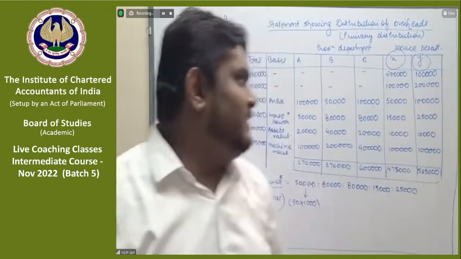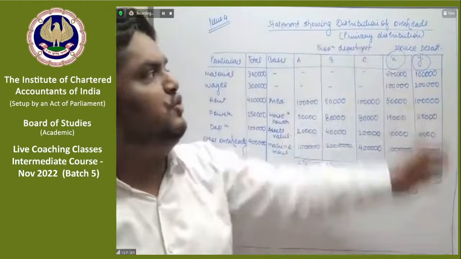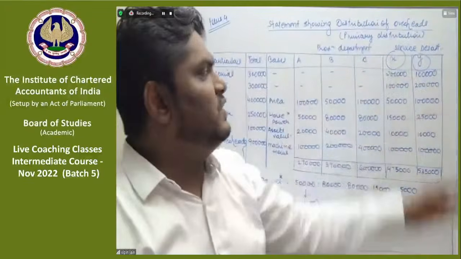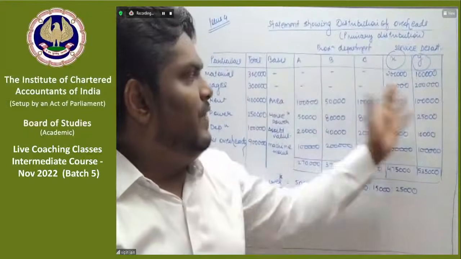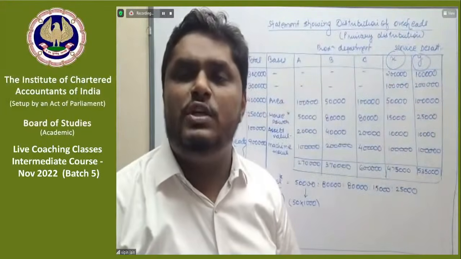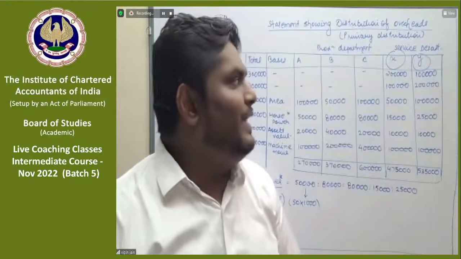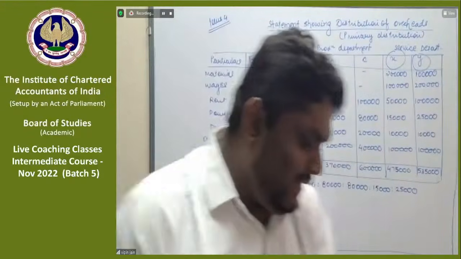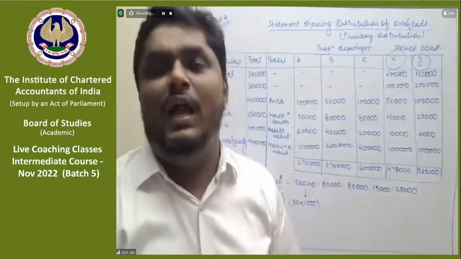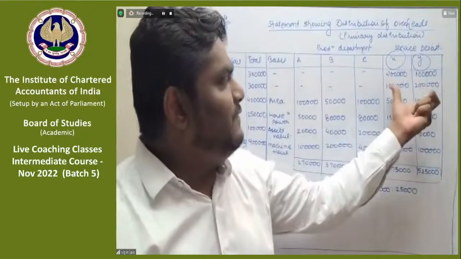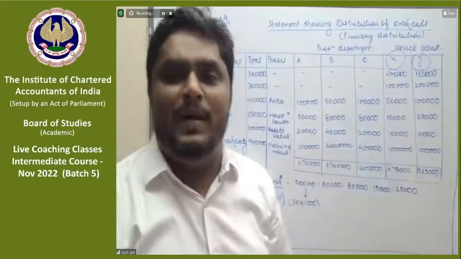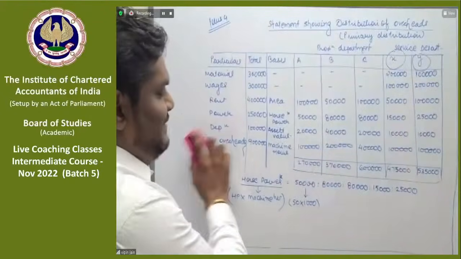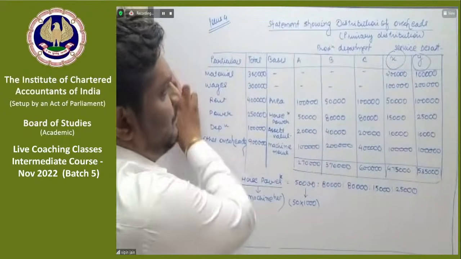So guys, done with this part. That is the statement showing distribution of overhead, wherein we discussed primary distribution, wherein we have apportioned the overheads that are incurred to various departments. So this part is over. Now let's start with distribution of overheads of service department to the production department. That is the reciprocal method.